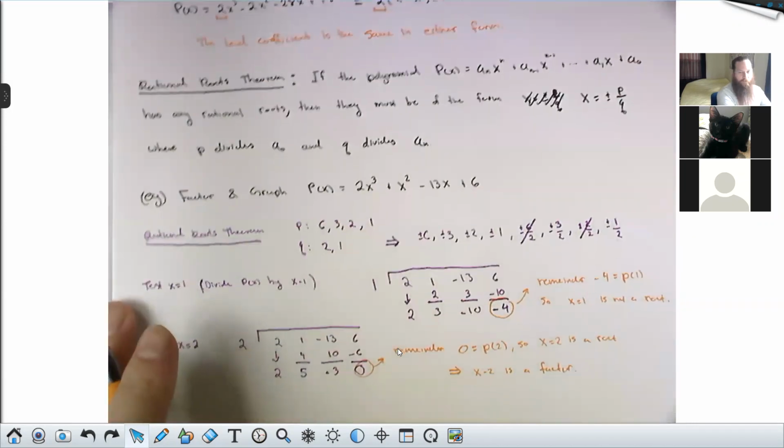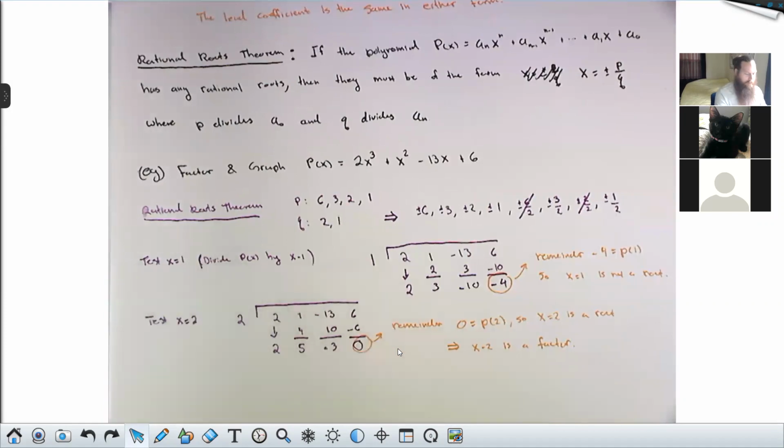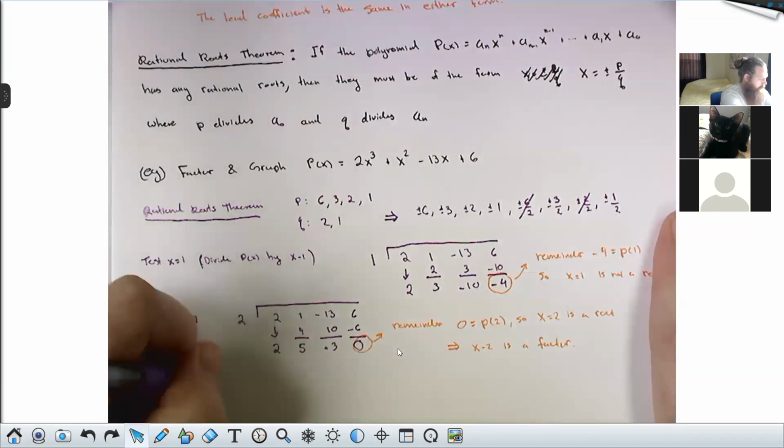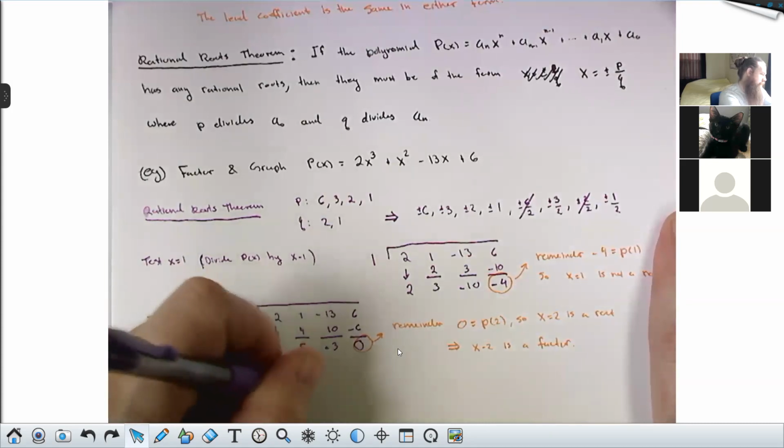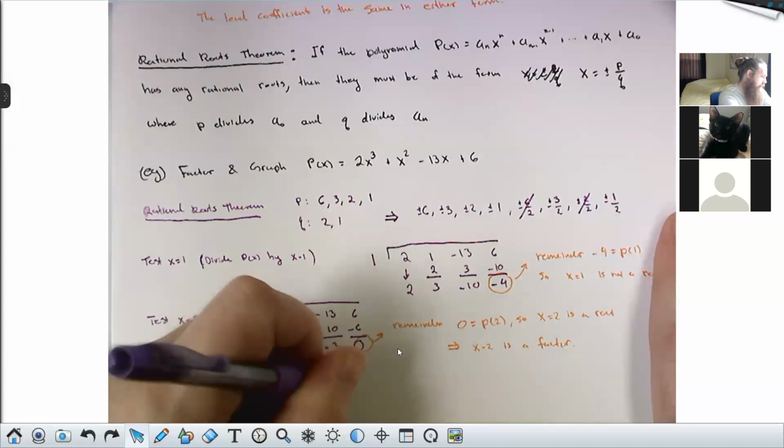And if you take this division and you write out the result in the form p equals qd plus r, now we write p of x equals q of x times d of x plus r of x.